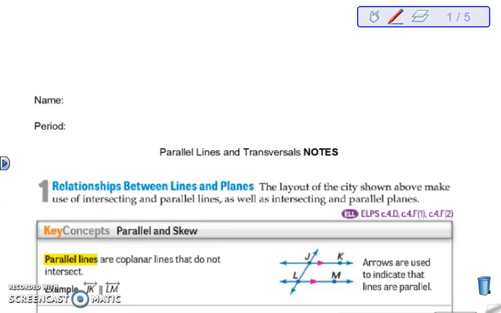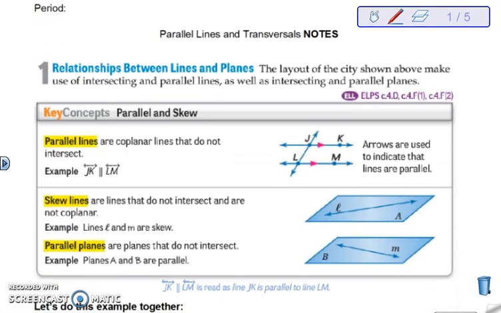All right, good morning. So today we are starting parallel lines and transversals. Parallel lines, hopefully we are familiar with from last year. So we know that parallel lines are two lines that do not intersect. The key here that we're adding this year is that they have to be in the same plane, as opposed to skew lines, which are lines that do not intersect, but they are not in the same plane. So if you look at the box, the picture right here, we have a couple of examples.